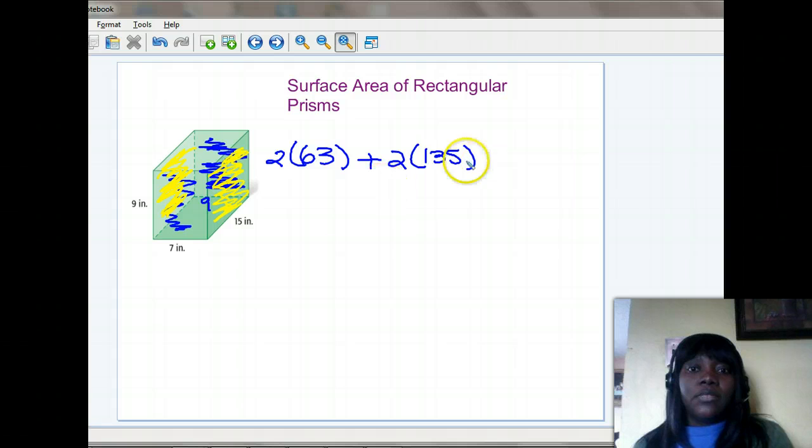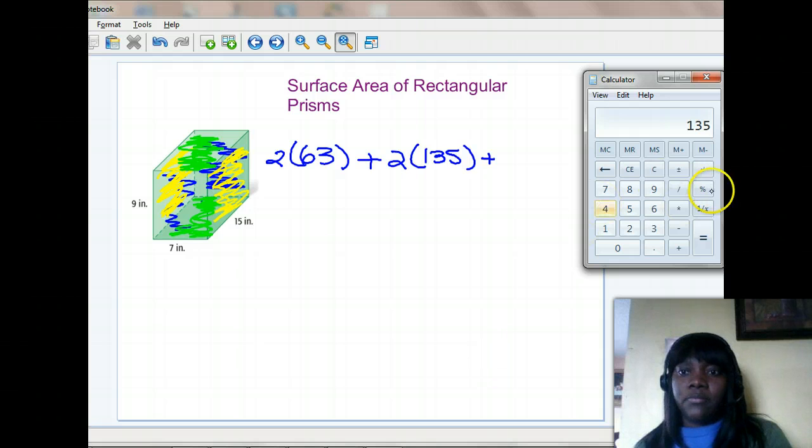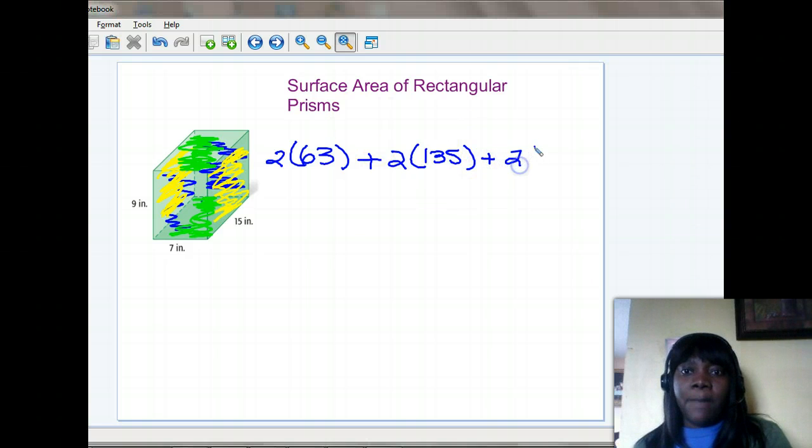They're the same. Now, what is left is the top and the bottom. Let's use green for that one. Basically now we have the bases in green, and those two are also congruent. Here we have 7 times 15, because if this is 7, this is 15, that will be for the bottom. And that will be 105. But remember to multiply it by 2 because we have two congruent bases.